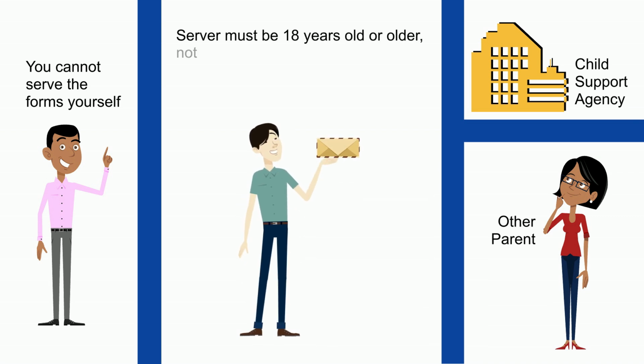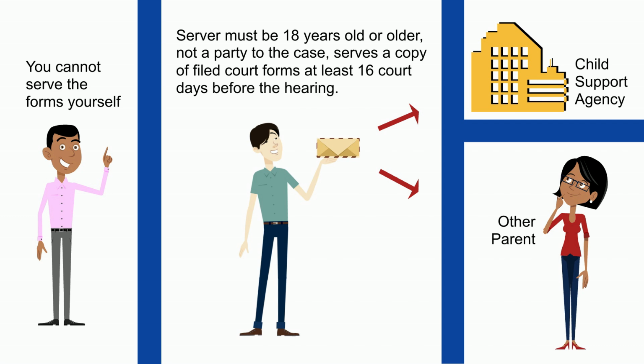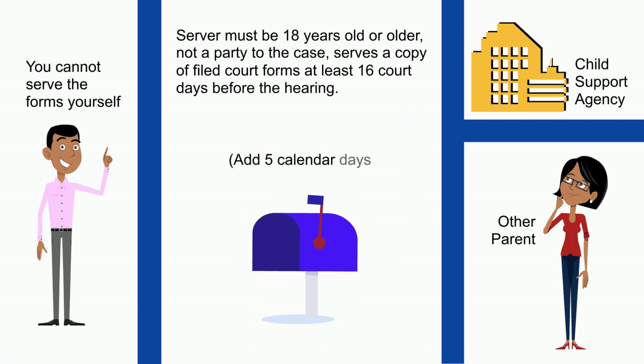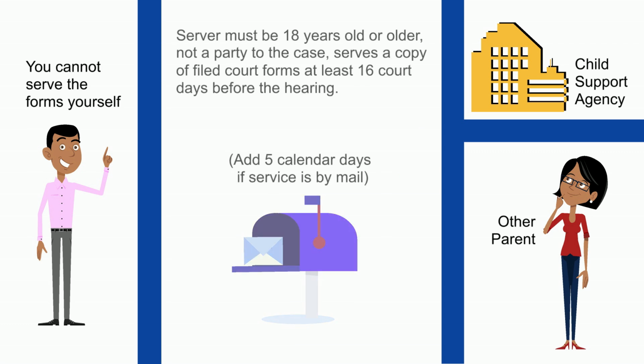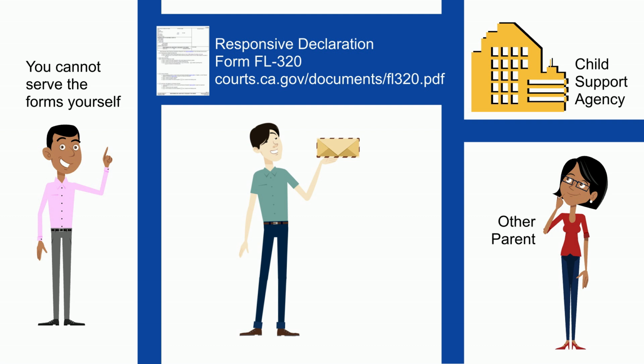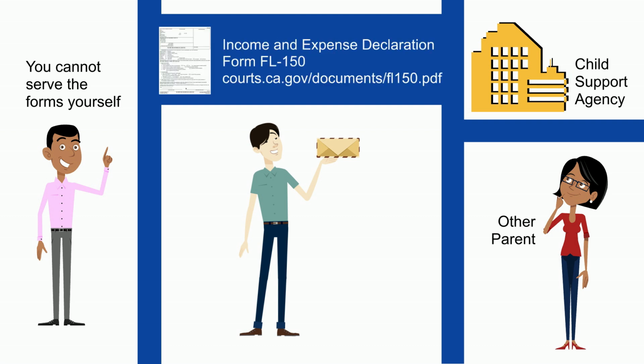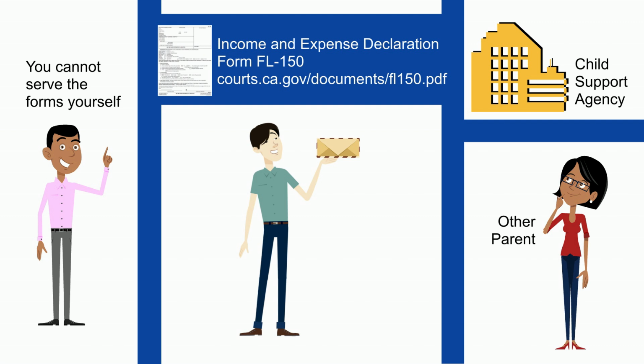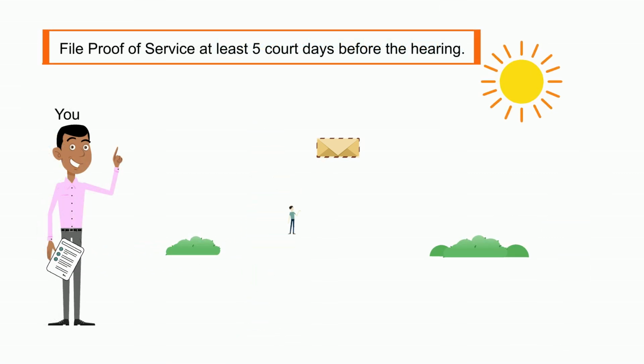Someone over 18 years old, who is not a party to the case, serves a copy of your filed court forms at least 16 court days before the hearing. Add 5 calendar days if served by mail. The server also serves blank copies of the responsive declaration, Form FL 320, and Income and Expense Declaration Form FL 150, and fills out the proof of service. You must then file the completed proof of service with the court.